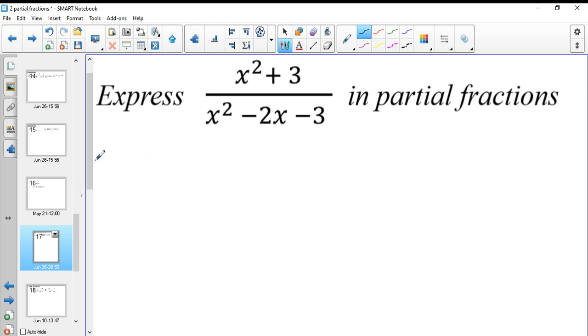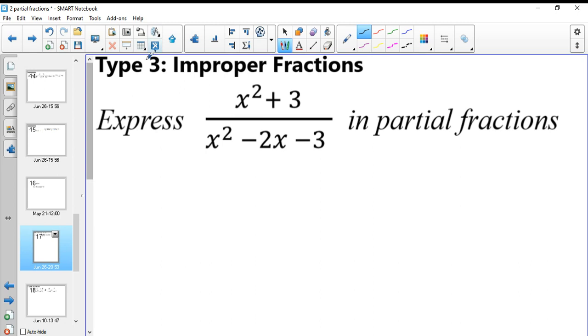Hi, this is the next lesson on partial fractions. This is type 3, improper fractions. If you recall from a previous video, we talked about what an algebraic improper fraction was. If the degree of the numerator is the same or higher than the degree of the denominator, then it is an improper fraction. This is degree 2. This is degree 2. So because the numerator's degree is the same, this is an improper fraction.